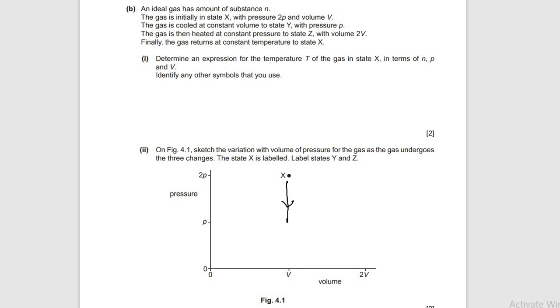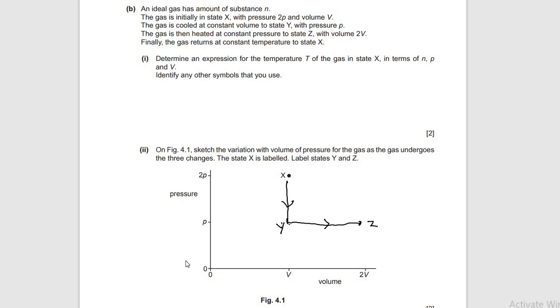So the gas is then heated at constant pressure to Z with volume 2V. Heated means that the volume increases at constant pressure up to volume 2V. So this place here is Y. The gas is cooled to Y, and is heated to Z. This point is Z.